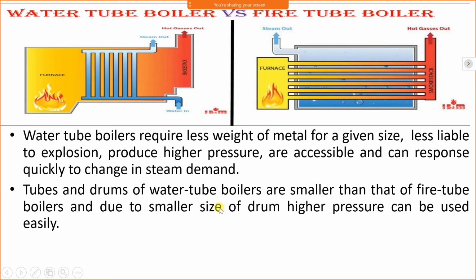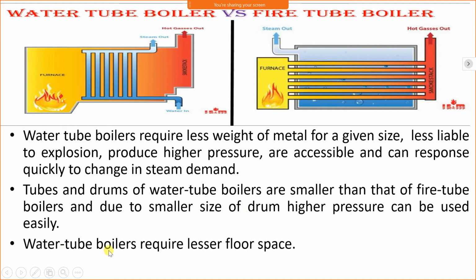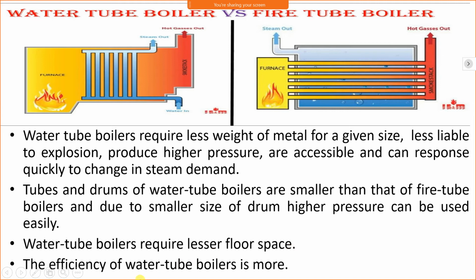Tubes and drum of a water tube boiler are smaller than those of a fire tube boiler. Due to the smaller size of the drum, higher pressure can be achieved. A water tube boiler requires less floor space as compared to a fire tube boiler. The efficiency of a water tube boiler is more since the steam generation capacity is more.